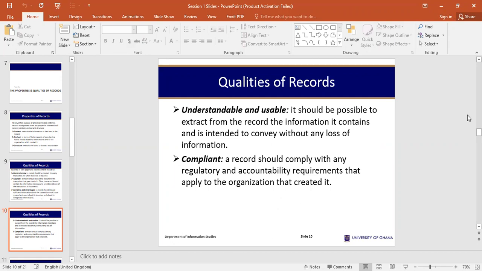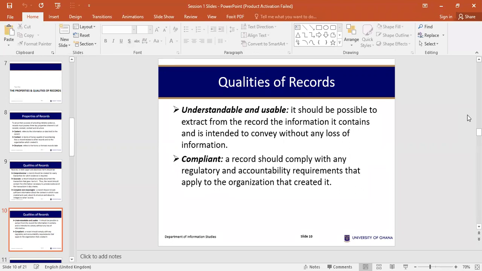A record should comply with any regulatory and accountability requirements that apply to the organization that created it. Most organizations, if not all well-established organizations, have forms or ways of creating their records and carrying out their activities. So you go to some organization, they will tell you that all official letters should be on official letterhead. Even the form in which you write a letter, there are certain ways of doing it. And you find that everybody who writes a letter follows it. So you can get a letter from such an organization and you can tell, if you are familiar with the way they write their letters, that this is really coming from the organization.